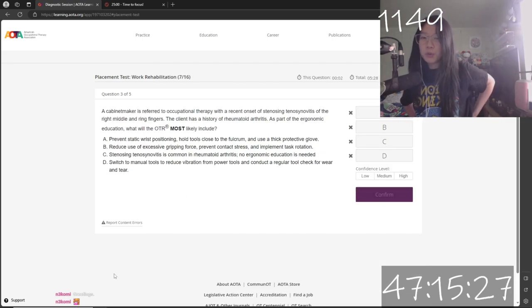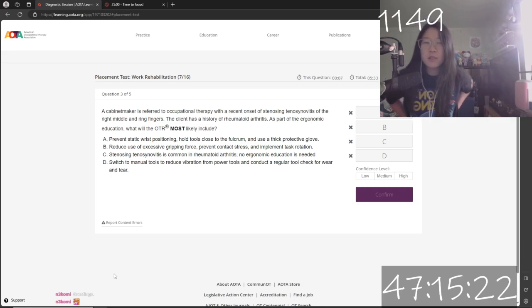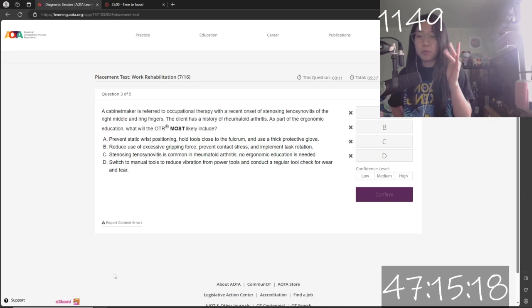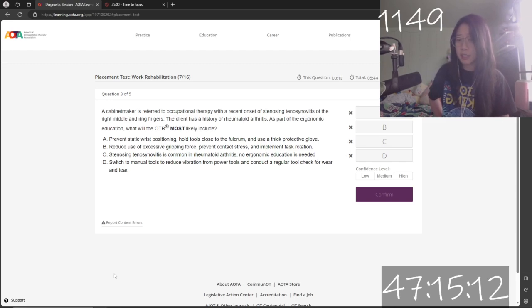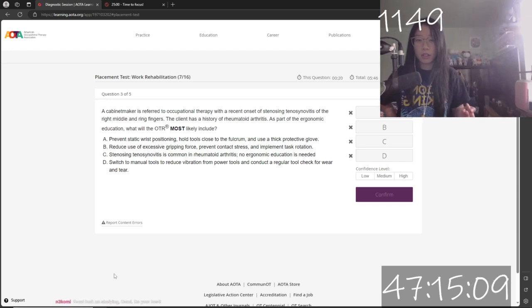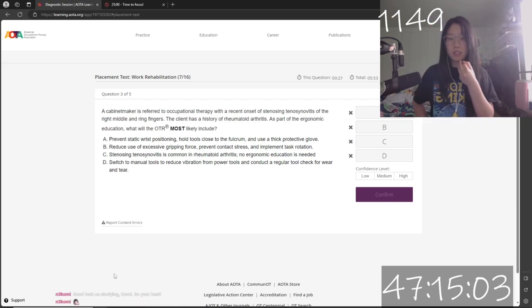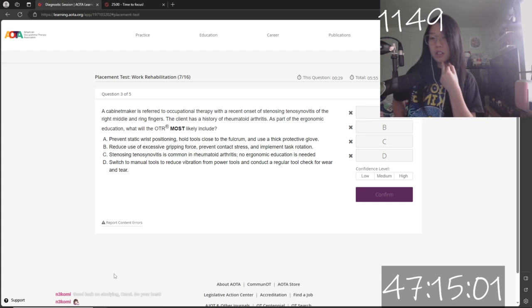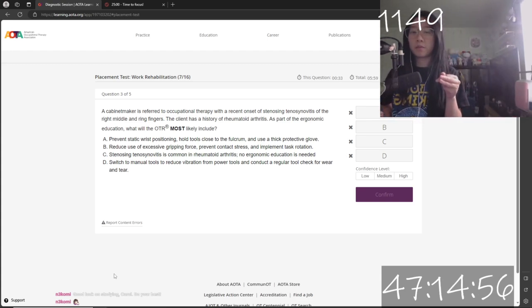A cabinet maker is referred with the recent onset of stenosing tenosynovitis of the right middle and ring finger. He has a history of rheumatoid arthritis. As part of the ergonomic education, what will the OTR most likely include? Okay, I don't know what tenosynovitis is, but rheumatoid arthritis makes sense. Prevent static wrist positioning.